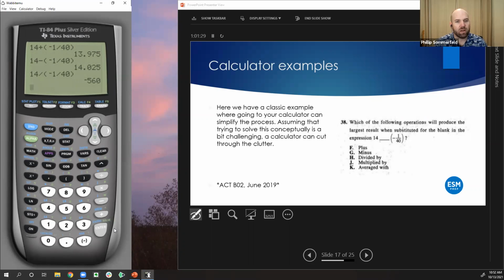Do they want the largest? And the term I'm about to use is the clue. Do they want the largest in magnitude, or do they want the largest result? If they don't say magnitude, you can just assume the most positive number is what they're looking for. When they say largest, they just mean most positive, unless they specify largest magnitude.